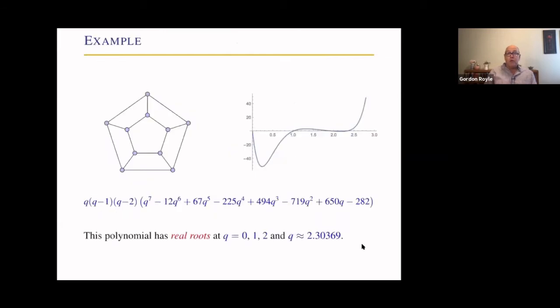There's an example. I've just drawn a graph, calculated its chromatic polynomial, factored it, and then plotted it in the normal sort of XY plot. We can then look at the real roots of this polynomial, and this graph happens to have them at 0, 1, 2, and some number around 2.3. Okay, so a graph has a chromatic polynomial. A chromatic polynomial has roots, and that is what we're going to be studying.